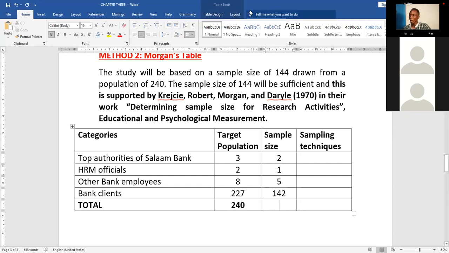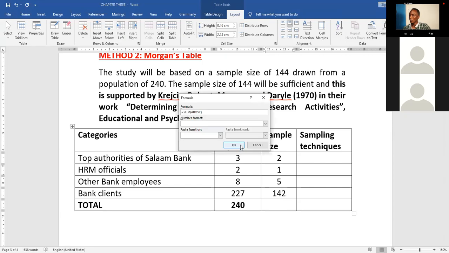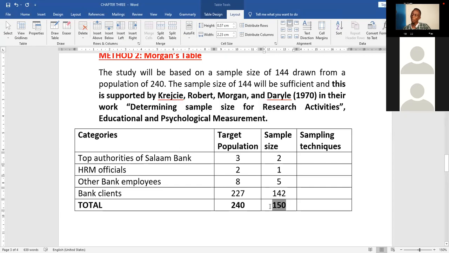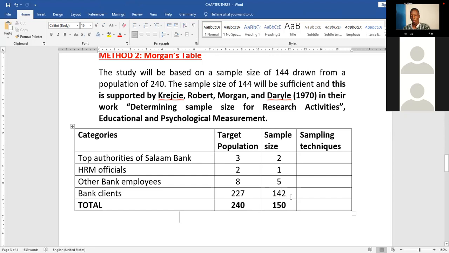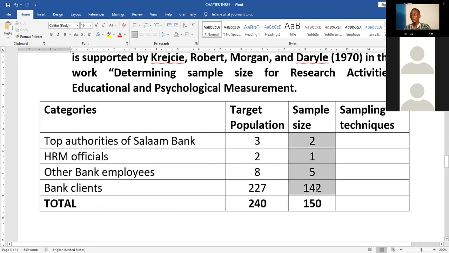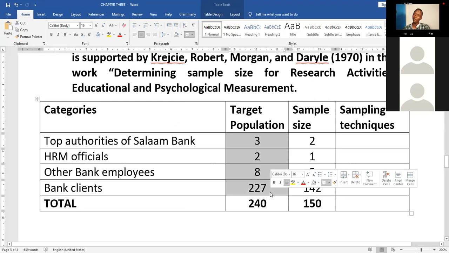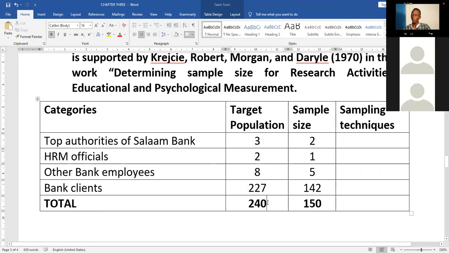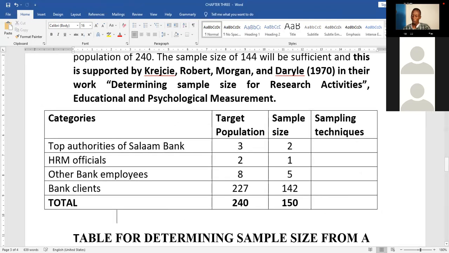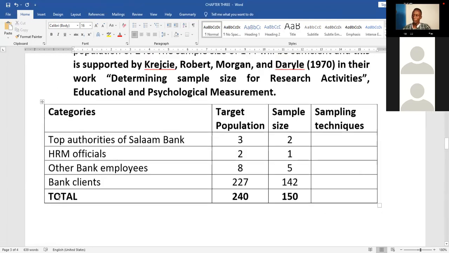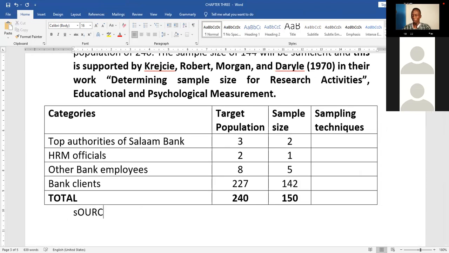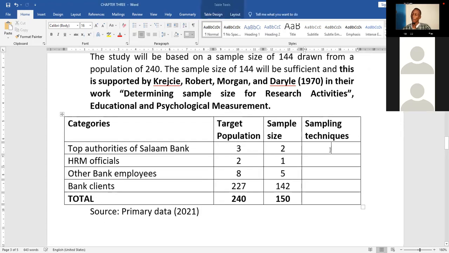So when we add, you can see that it gives you 150, and that is very good. So that's how we get these individual sample sizes. But these ones we estimated because I told you that the target population is an estimate. There is no method that we use to get the target population, but you have to estimate them. Then down here we are going to say source: primary data, 2021, something like that.